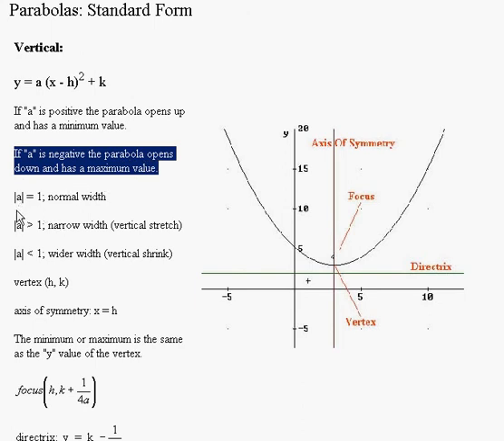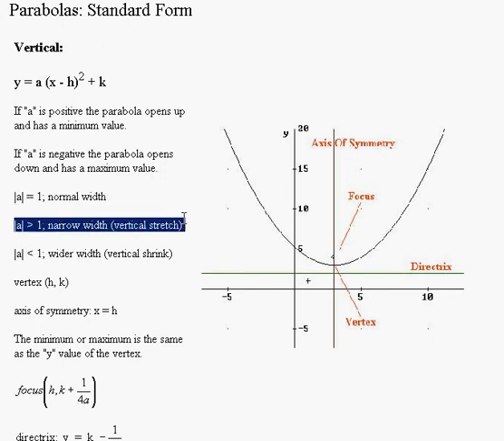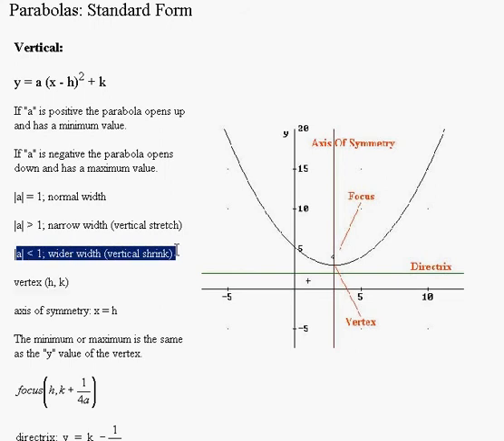Next order of business is decide whether the parabola is normal width, and the way you do that is take the absolute value of this number a. If that equals 1, it's a parabola of normal width. If the absolute value of that number a is greater than 1, it's narrower than usual, and that's going to mean more than just what we've learned it to mean. It's going to mean something else. And then if the absolute value of that is less than 1, that's wider than usual. And we can call them vertical stretches for the narrower and vertical shrinking for the wider.